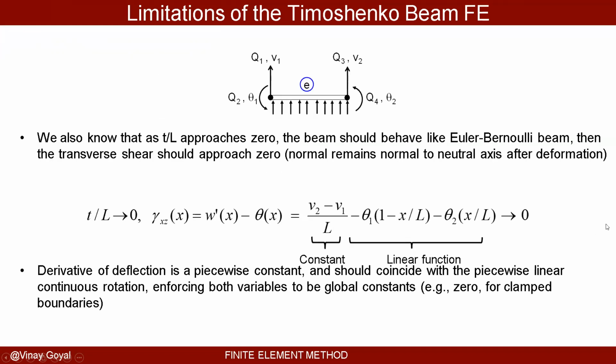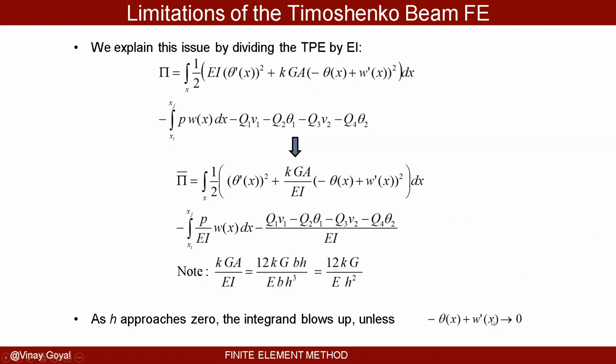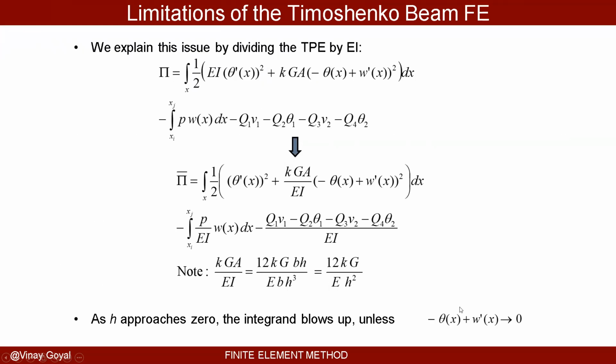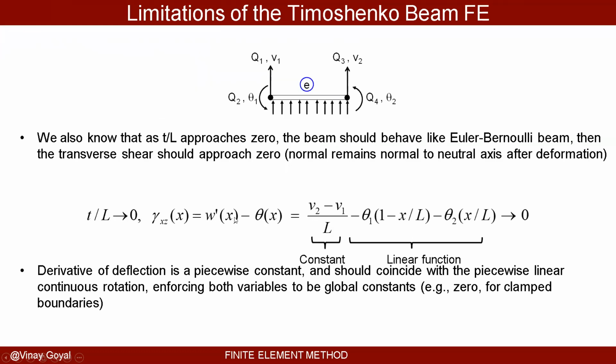So what is this quantity here? This quantity here is shear. So let's look at shear strain. So shear strain is theta minus W prime, which is exactly what you see here. But let's look at what W prime is. W prime is V2 minus V1 divided by L. And I invite you to check that out. That came from W(x) equals N1 times V1 plus N2 times V2, and N1 and N2 are the shape functions. So that's where this came from.